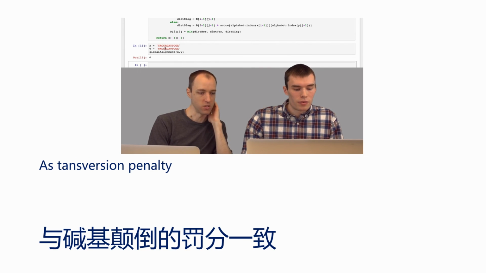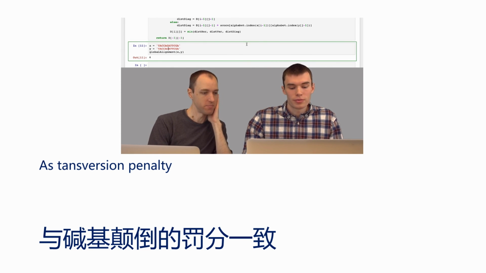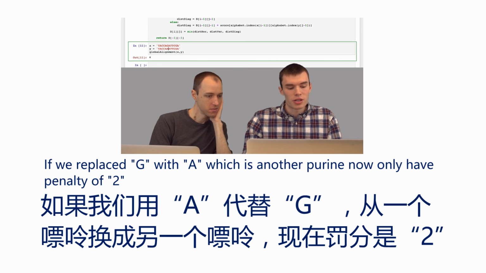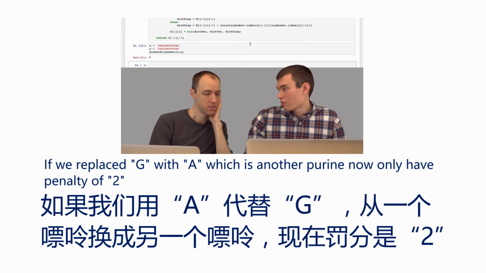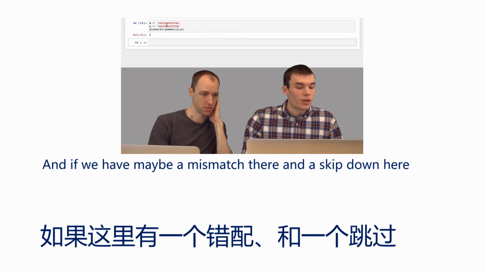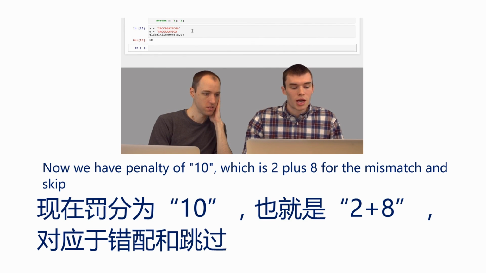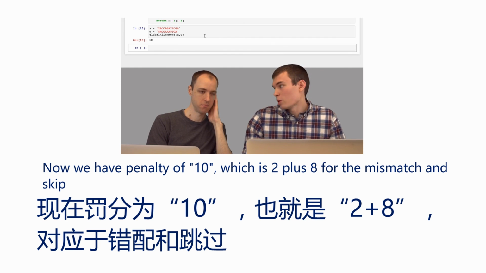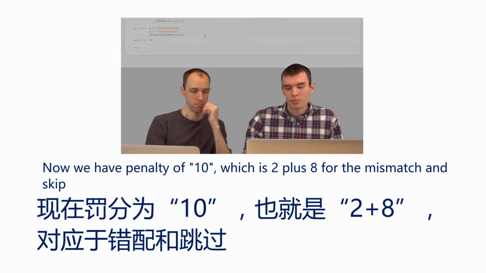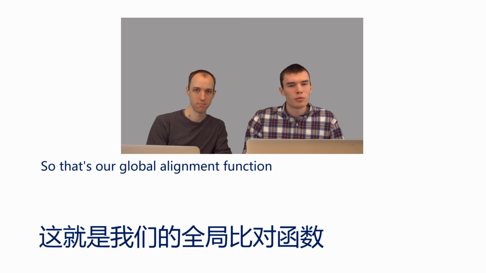That's the transversion penalty. If we replace G with A, which is another purine, now we only have a penalty of 2. And if we have maybe a mismatch there and then a skip down here, now we have a penalty of 10, which is 2 plus 8 for the mismatch and the skip. So that's our global alignment function.